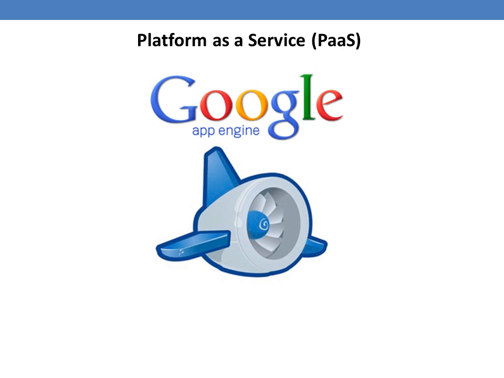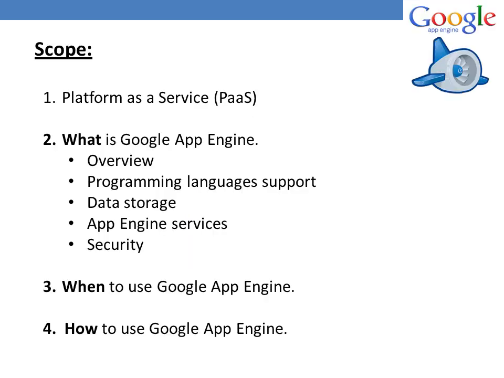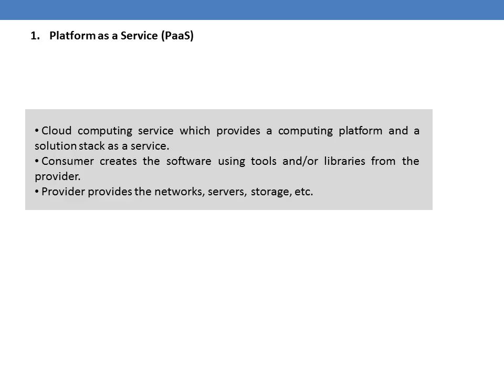Platform as a service, Google App Engine. The scope is platform as a service. What is Google App Engine? Overview, programming languages supported, data storage, App Engine services, security. So when to use Google App Engine and how to use Google App Engine, we are going to see under the about contents.